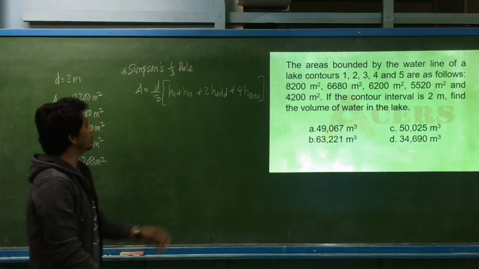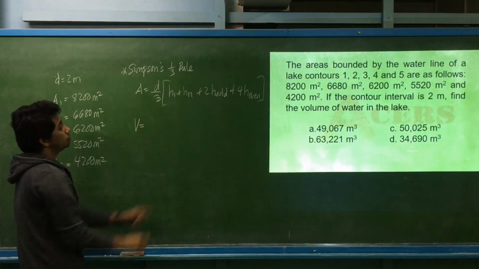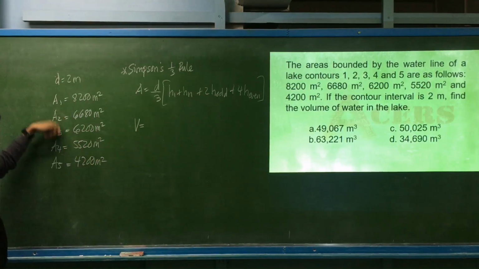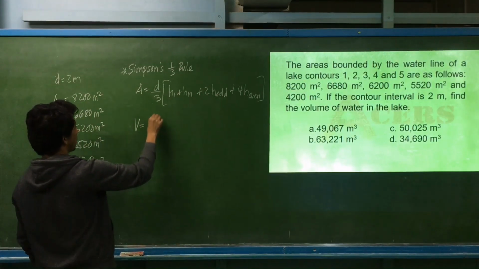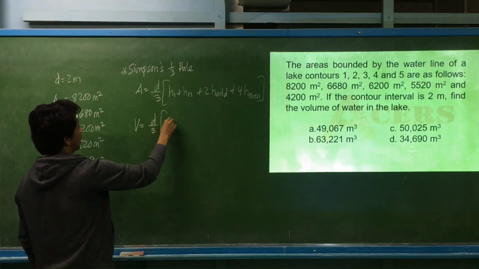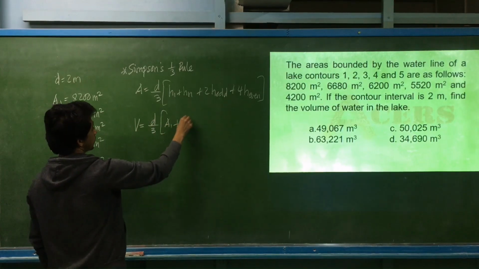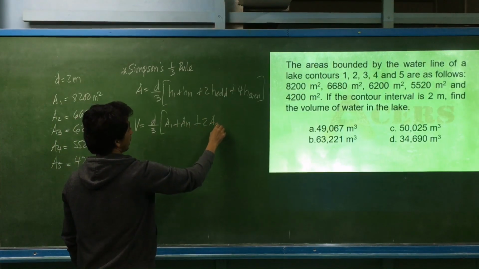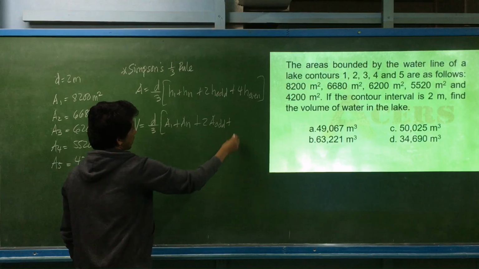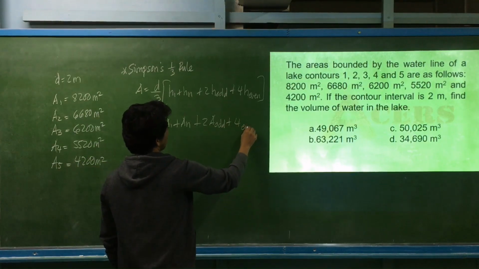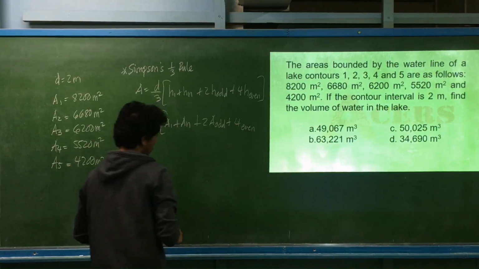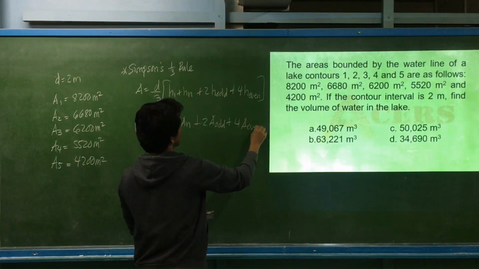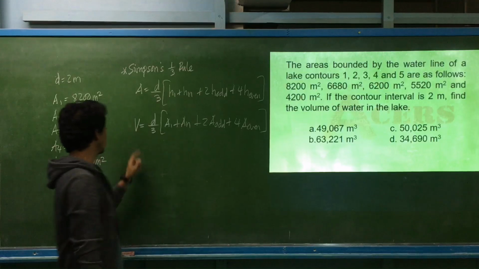Ngayon naman sa pagkuha ng volume, yung mga offsets or h, gawin lang natin silang mga areas tulad nito, yung given na area. That is the distance over 3 multiplied by, instead of h1, area 1 plus area n plus twice of yung mga area na odd numbers plus 4 times yung mga even na areas, or yung mga areas na even numbers. Okay, so gamitin natin dito.